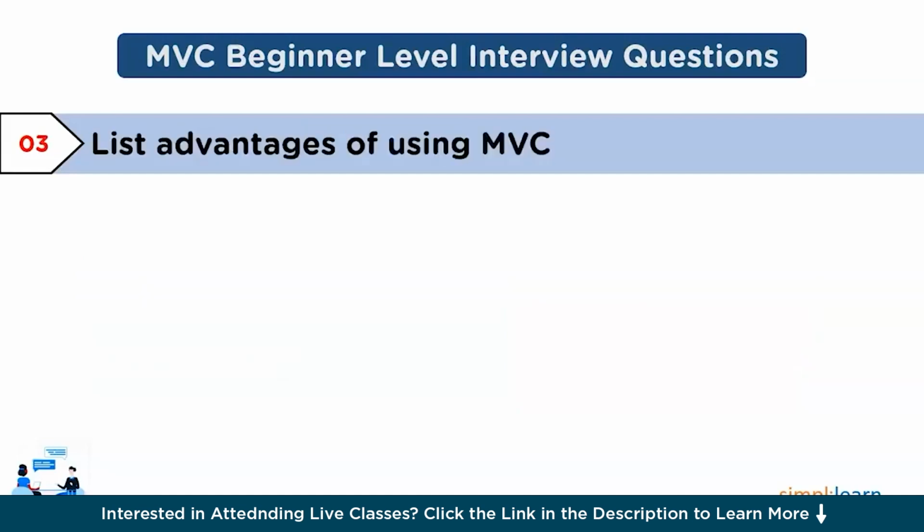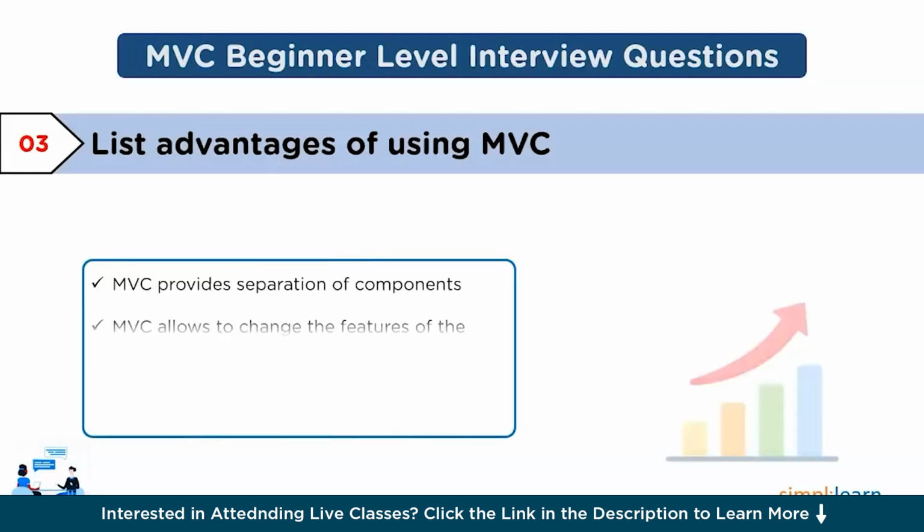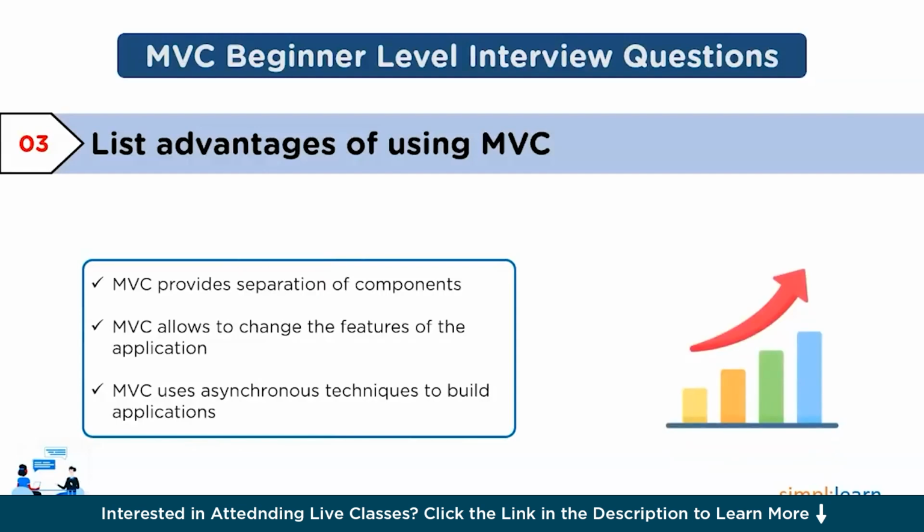List the advantages of using MVC. MVC has a lot of advantages with building the application. Some of them are: MVC provides separation of components that allows the reuse of applications across the several platforms. MVC allows applications to change features like layouts, fonts, and colors without affecting the entire architecture of the application. MVC uses asynchronous techniques to build applications that can be easy for a developer to build application in a faster and secure way.